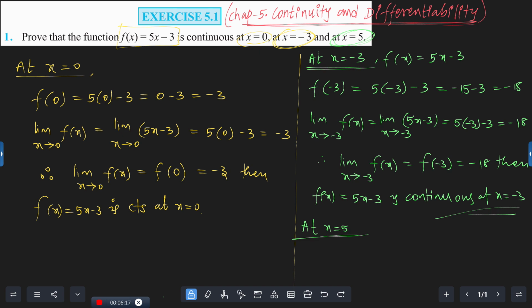Chapter numbers 5, 6, 7, 8, 9. These 5 belong to calculus.